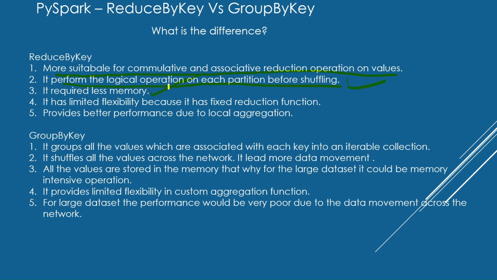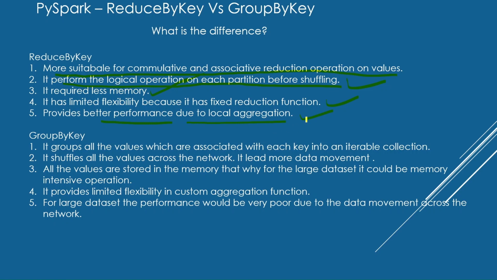If the data is very small, then it requires less memory, and it provides very limited flexibility, as the reduction function is fixed. So if you want to do any kind of custom aggregate function, then reduce by key is not going to help you out. It provides better performance due to the local aggregation. Local aggregation means first the data is aggregated at the per-partition level, and then it aggregates all the results present in the different partitions to get the final result.